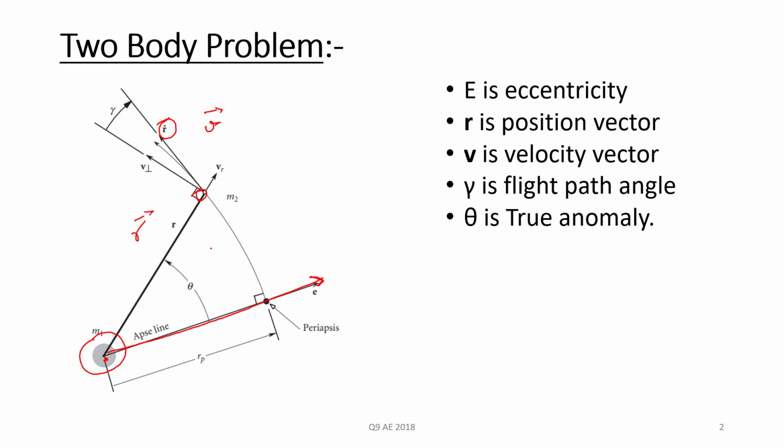This r dot makes an angle gamma with the perpendicular velocity, which is called the flight path angle. This angle theta is called true anomaly. When theta is 0, the point at which the mass m2 lies is called periapsis, and the line joining the periapsis and mass m1 is called the apse line.